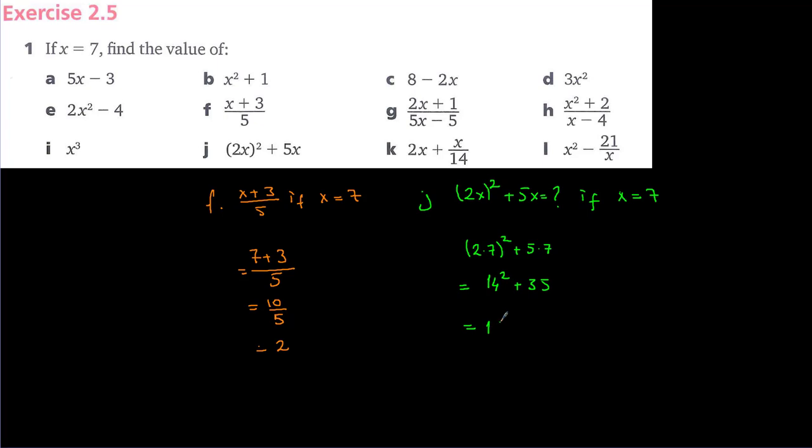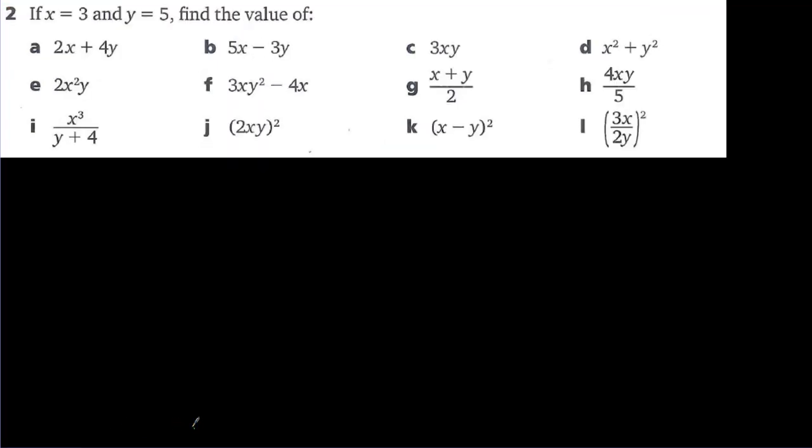It's going to be 14 square, which is equal to 196, and plus 35, here it's going to be equal to 231. That is the answer of the question. Here we can continue with different exercises, but I want to solve different types of exercises.